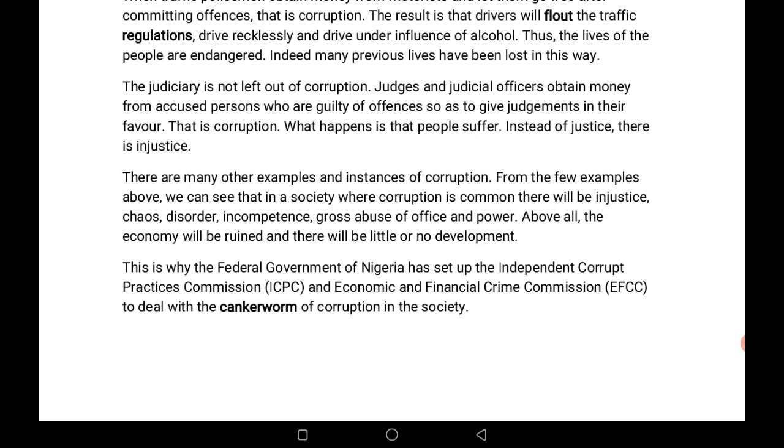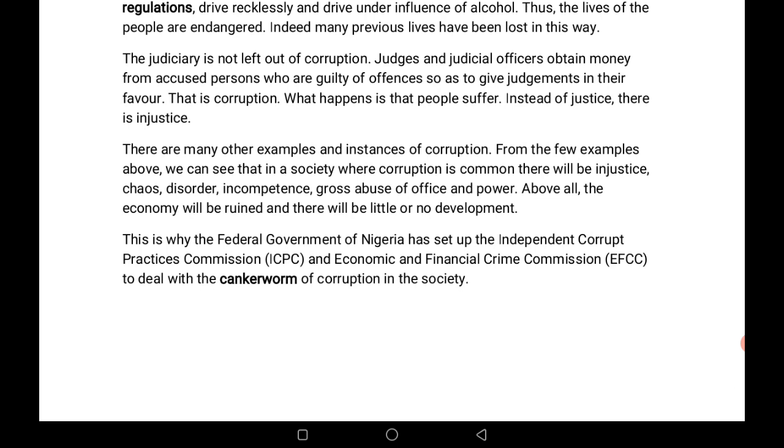The judiciary is not left out of corruption. Judges and judicial officers obtain money from accused persons who are guilty of offenses so as to give judgment in their favor. That is corruption. What happens is that people suffer. Instead of justice, there is injustice. There are many other examples and instances of corruption.